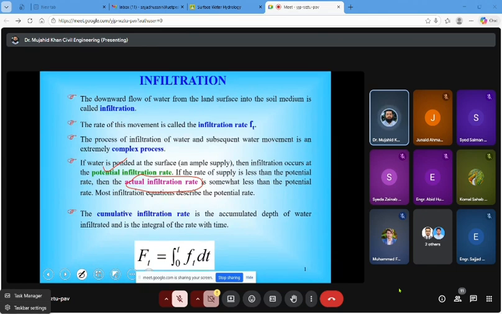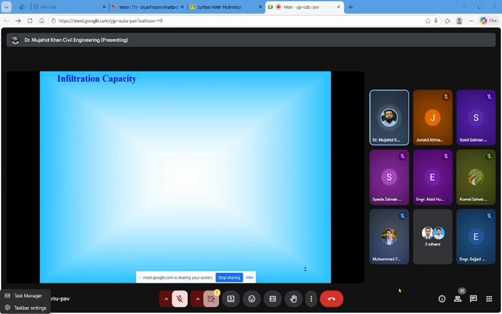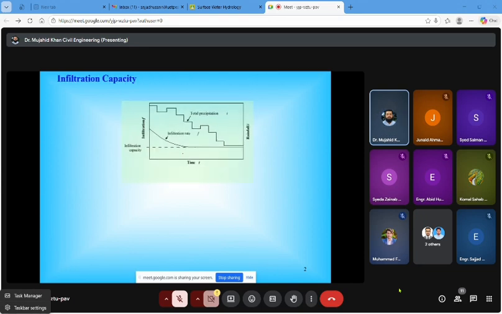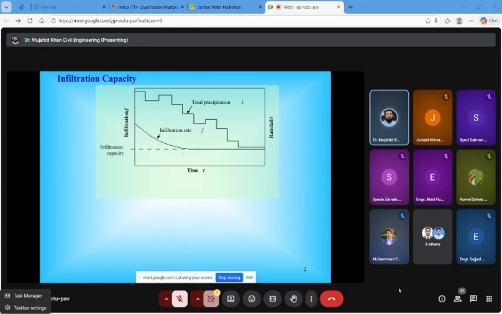The cumulative infiltration: if we take the integration of this infiltration rate f(t), then we will get the cumulative infiltration. Now, how is the rate of infiltration measured? This is called the infiltration curve.